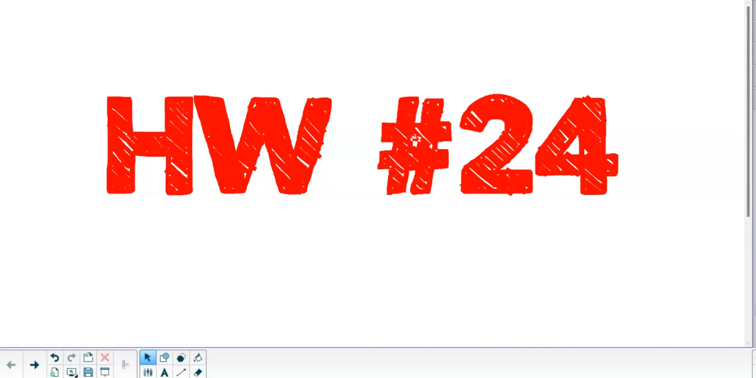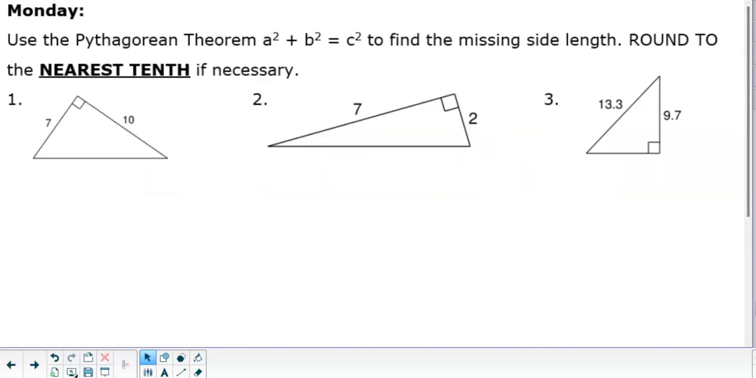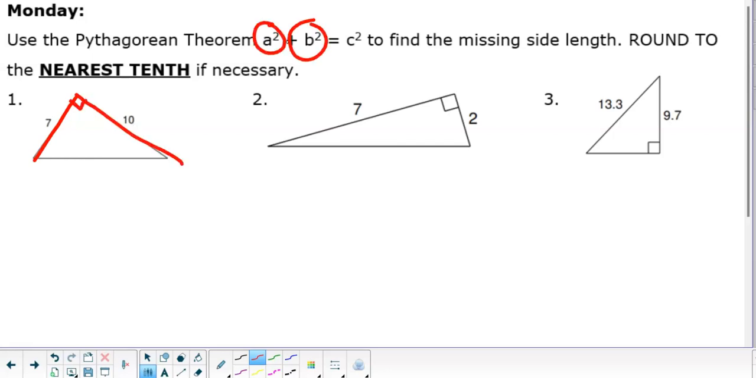Let's take a look at the questions on homework 24. The first 3 questions ask you to use the Pythagorean theorem to help you find the missing side length of the right triangle. Now there are 2 legs in a right triangle, and those are the sides that make the 90-degree mark. The legs are A and B.